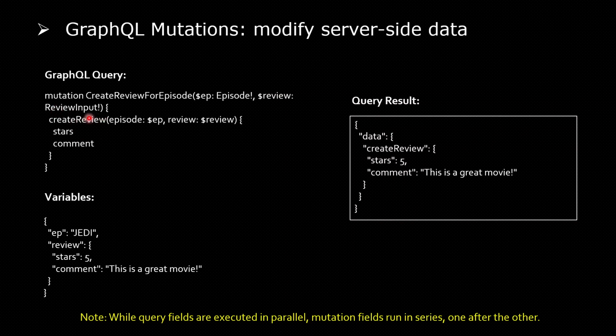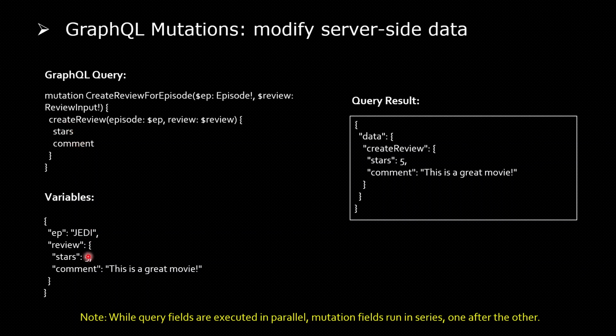And the mutation we are doing is called createReview. We are passing two variables to that. First is $ep, which is for episode. Another variable is $review, which we are using for the review field, and we are passing two pieces of data, which are stars and comment. So this is my variable.